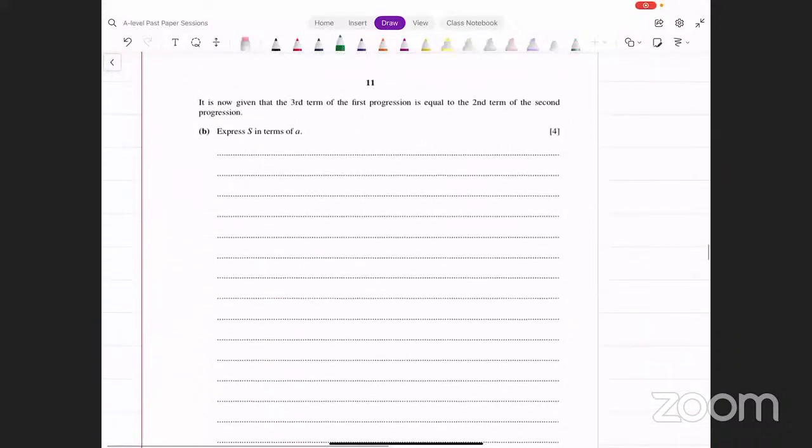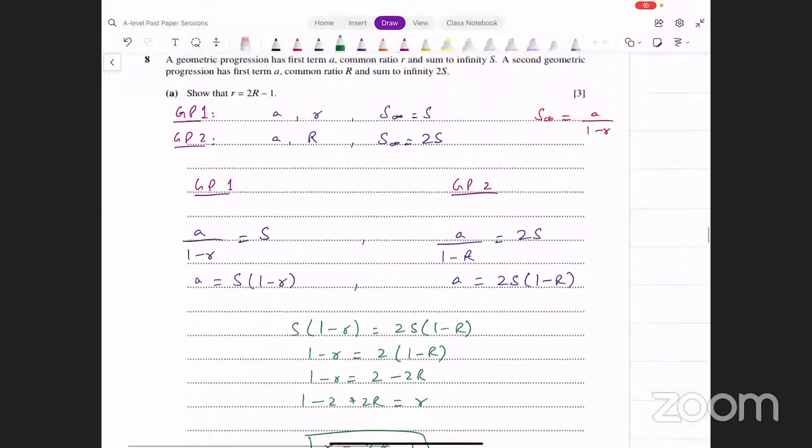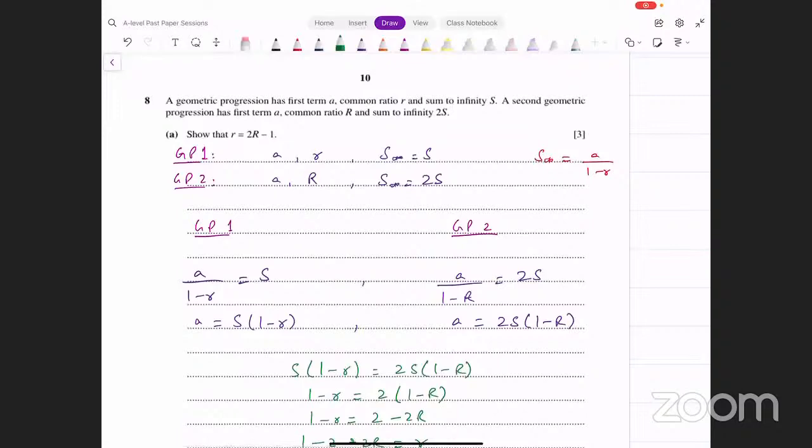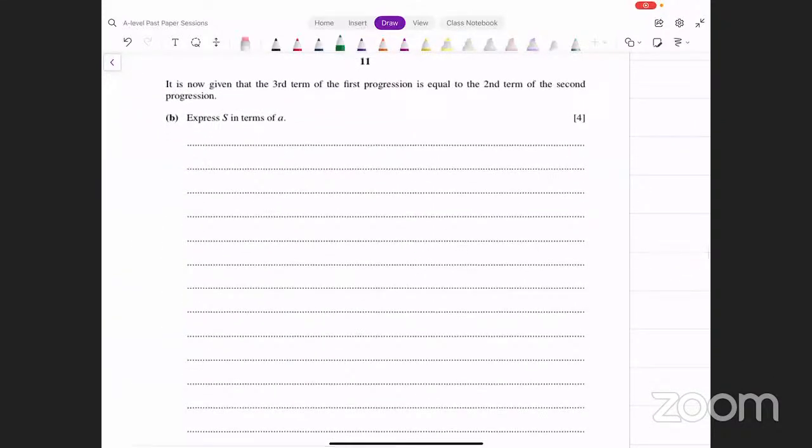Pretty straightforward, this one as well. Now it says it's now given that the third term of the first progression is equal to the second term of the second progression. Express S in terms of a. अच्छा, तो जब हमने पहले देखा था first part, that's still valid, all of that. अब उसने एक और चीज हमें बता दी है. The third term of the first progression is equal to the second term of the second progression. Okay. We've got GP1. Remember GP1 में क्या क्या था आपके पास?